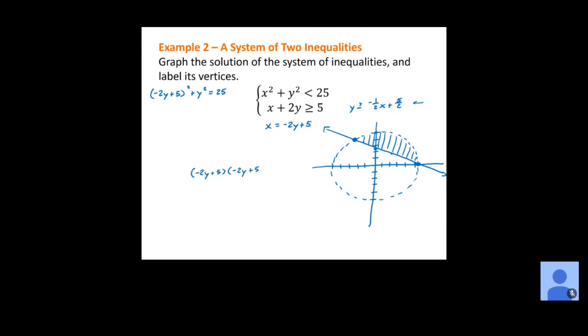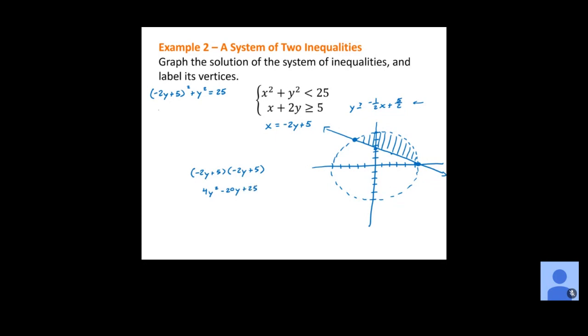Remember, that means negative 2y plus 5 times itself, right? So if we were to FOIL this, what would that give us? All right, so we got negative 2 times negative 2 should be 4y squared. Outer and inner terms are going to give us negative 10y, so that's negative 20y combined. And then 5 times 5 is 25.